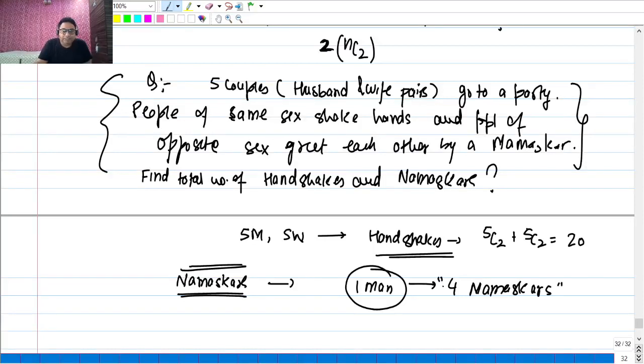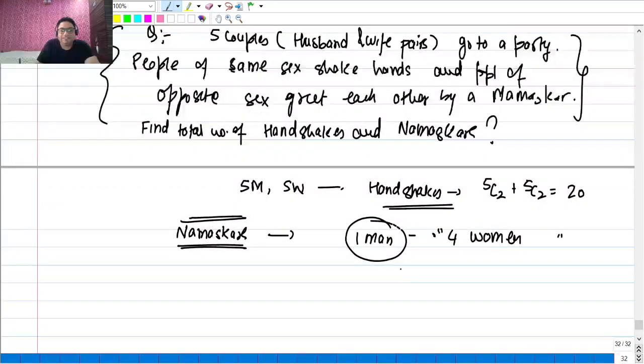Do you think you go to a party and say a namaskar to your wife also? होता है ऐसा? Isn't it? That's wrong. Absolutely wrong. One man is going to greet 4 women, isn't it? So I'm erasing it and writing: one man is going to greet 4 women by saying a namaskar, isn't it?